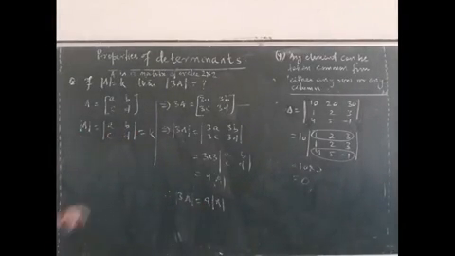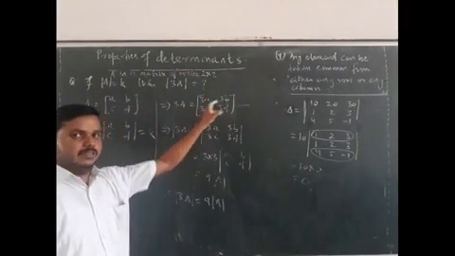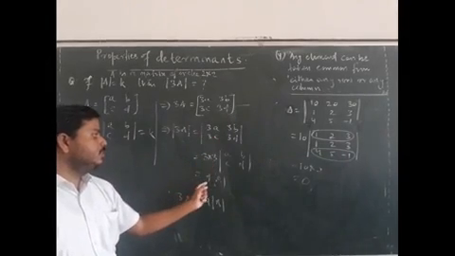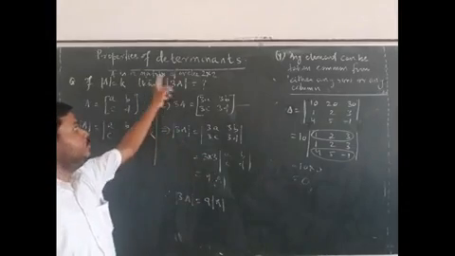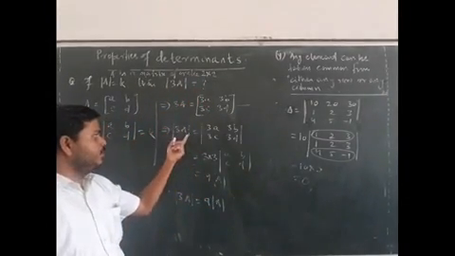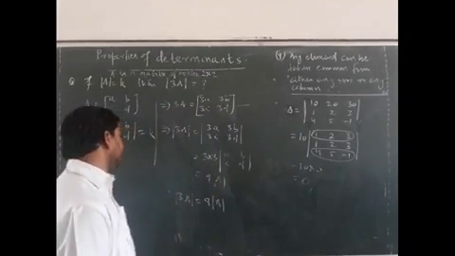Now if I change the question to 3 cross 3, here there are 9 elements, and from each row I have to take 3 common, so the answer will be 27 multiplied by the determinant of A. Remember, for a 2 cross 2 matrix, it is 9 into the determinant of A, and for a 3 cross 3 matrix, the answer will be 27 multiplied by the determinant of A.